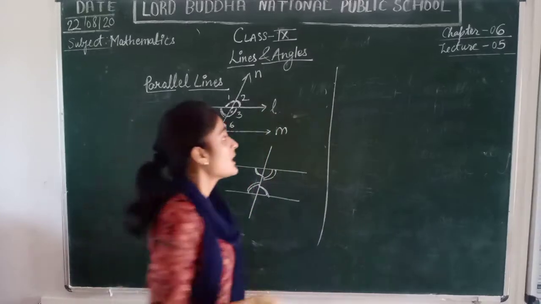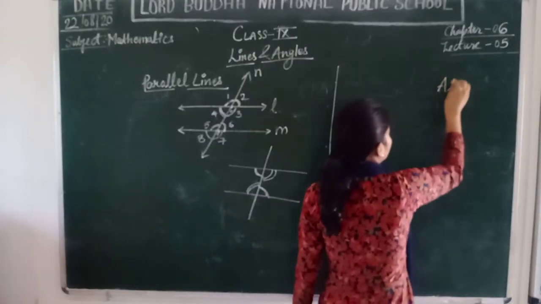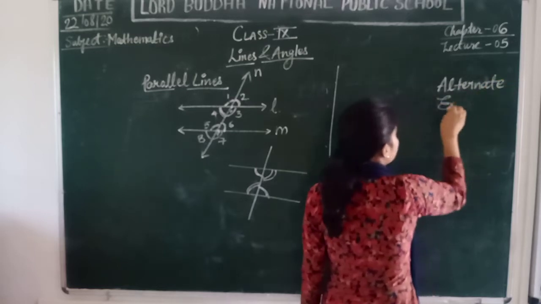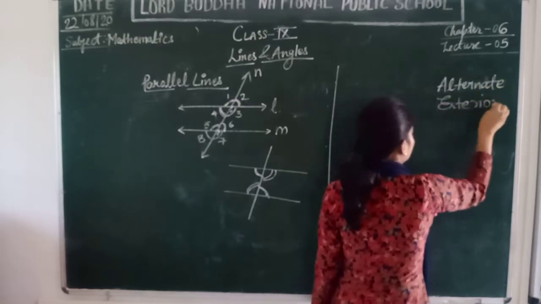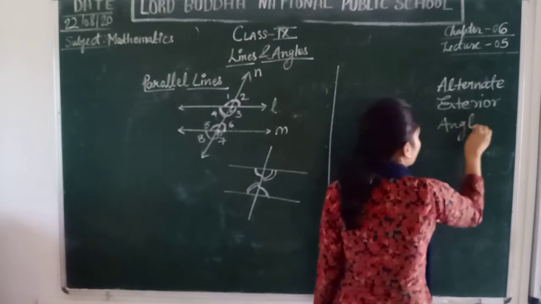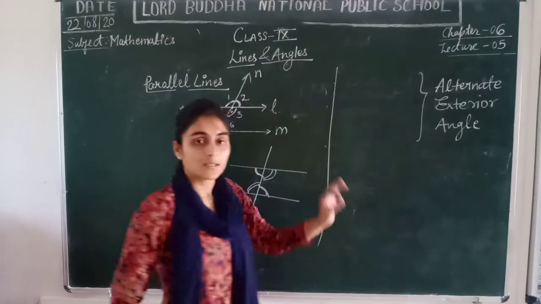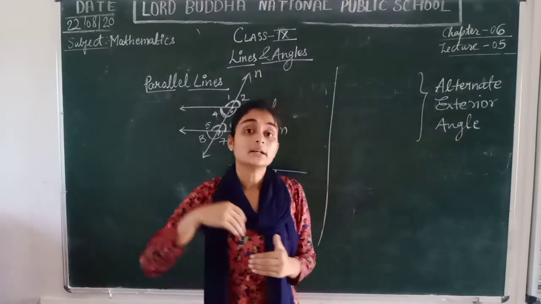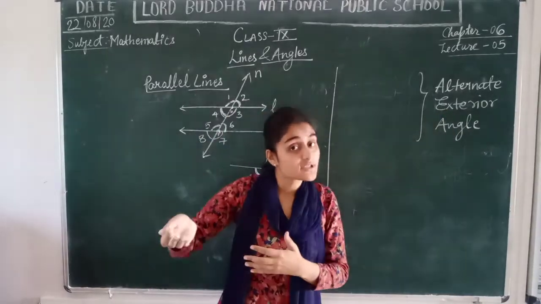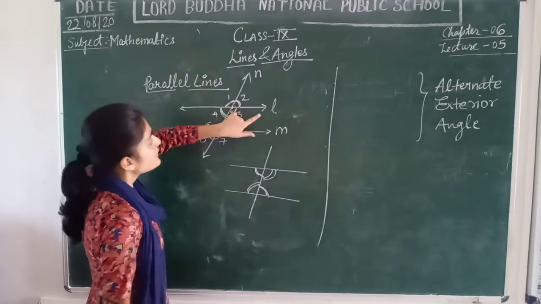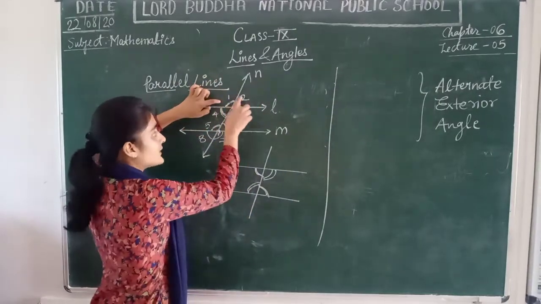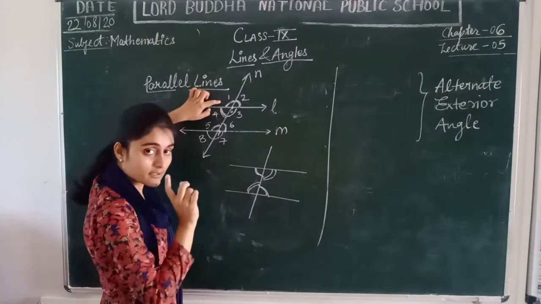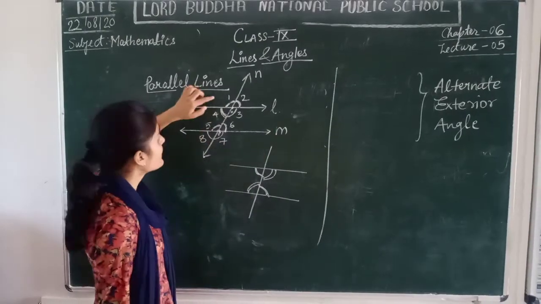Next is your alternate exterior angle. As the name suggests, the positions will be alternate and the angles will be at the exterior. That means they will be outside of the line. See, outside L there are 2 angles, 1 and 2, and outside M there are 2 angles, 8 and 7.